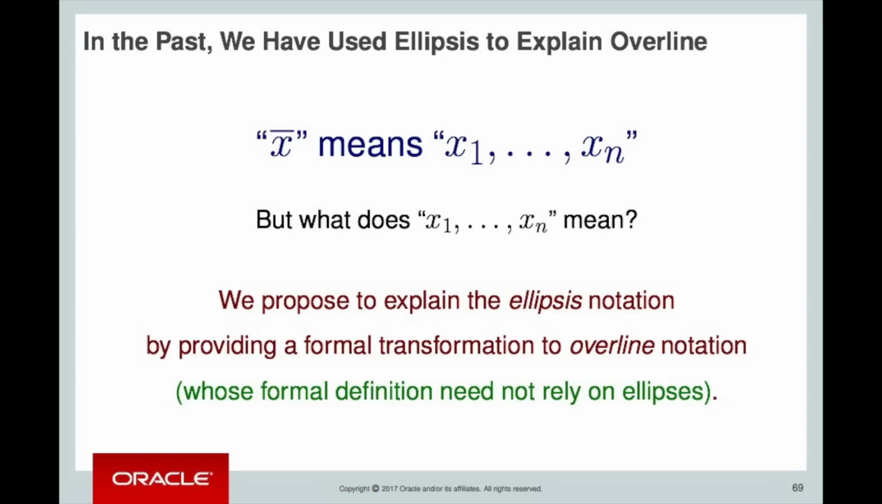My proposal going forward is that if we can provide a formal description of the overline notation without using dot dot dot, which I've already alluded to, I'm not showing the full formal development, but you can provide a formal definition of overline without using dot dot dot anywhere. And this means that you can then explain the ellipsis notation by a formal transformation to the overline notation. And I've begun a development of that as well.